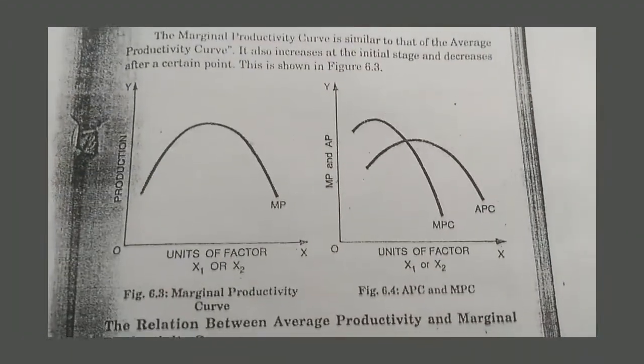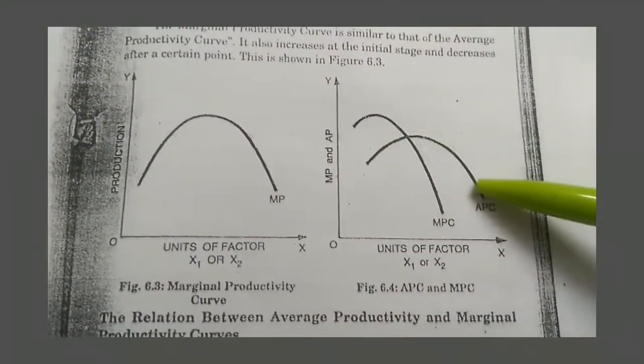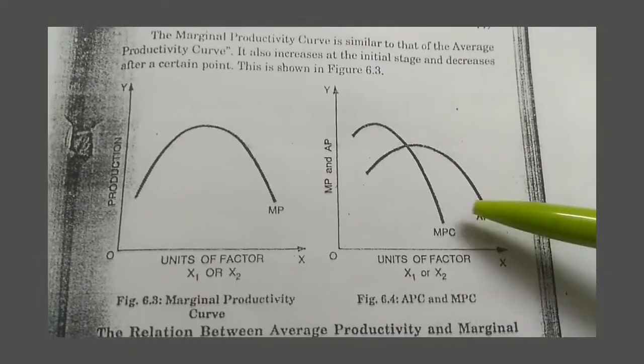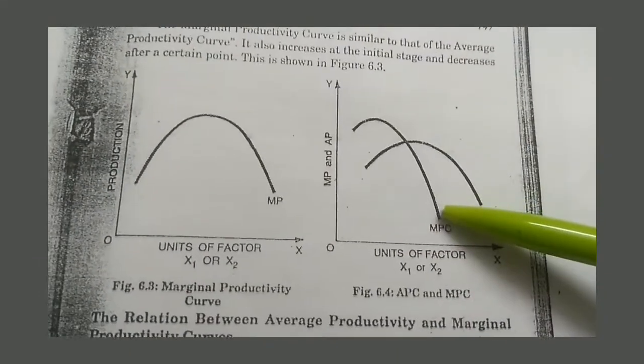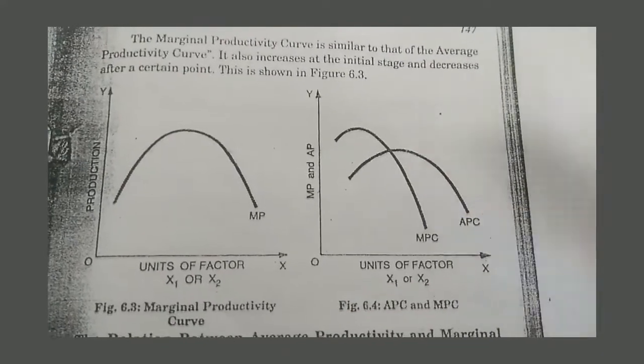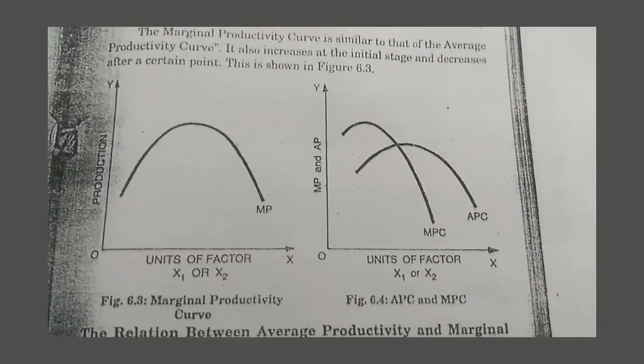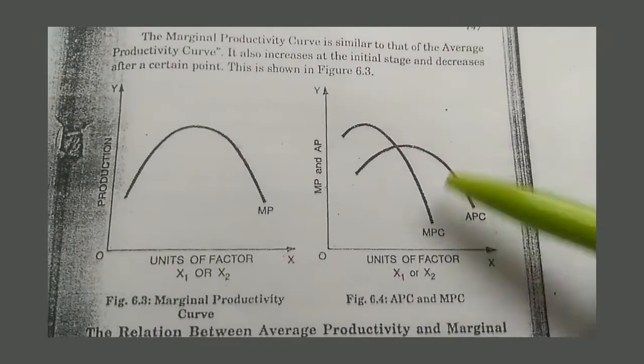When the AP curve falls, the MP curve will also fall, but the MP curve falls more rapidly than the AP curve. This is illustrated in this diagram.